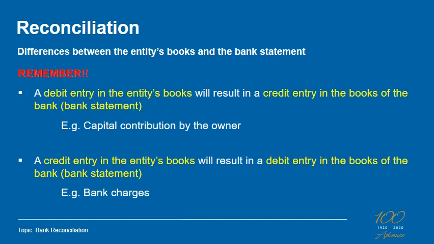We need to remember that when we have a debit entry into our bank account in our books according to the general ledger, we will debit bank, for example, when a capital contribution is made by the owner, or when cash is deposited into our account, meaning our assets will increase on the debit side. But according to the bank, that will be a credit entry in their books. So the bank statement will typically record this on the credit side of the bank statement.